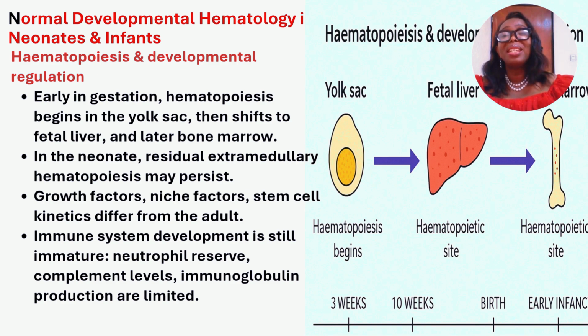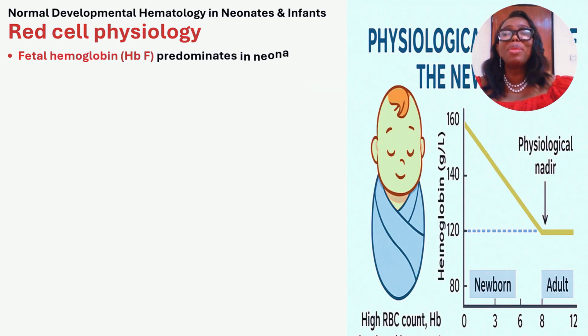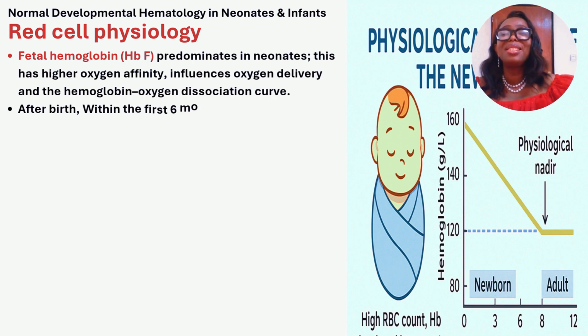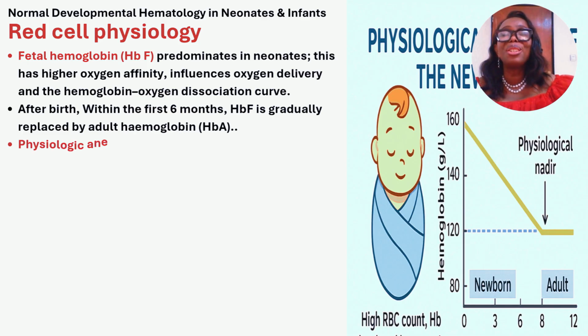Growth factor, niche factor, and stem cell kinetics differ from that of an adult. Immune system development is still immature. They don't have neutrophil reserve. Complement level and immunoglobulin production are actually limited in the neonates. Fetal hemoglobin predominates in neonates at birth, and this fetal hemoglobin has higher oxygen affinity. It influences oxygen delivery to the tissue, and the hemoglobin oxygen dissociation curve.